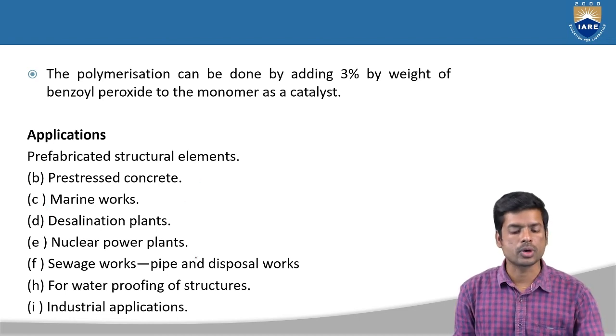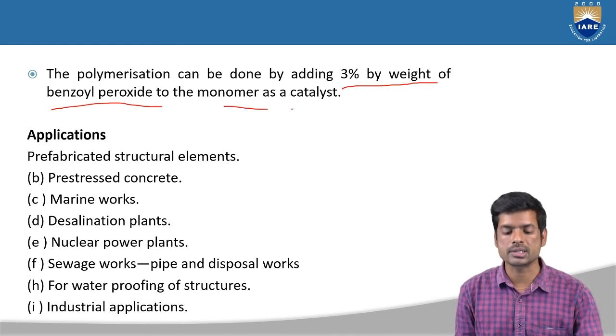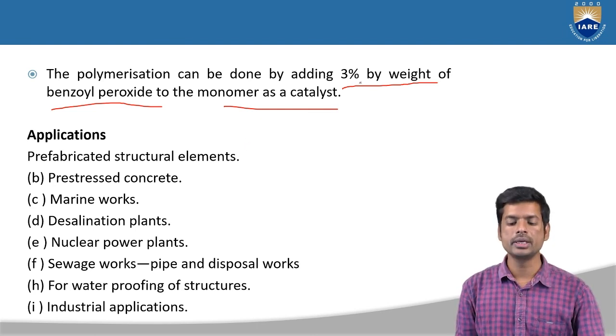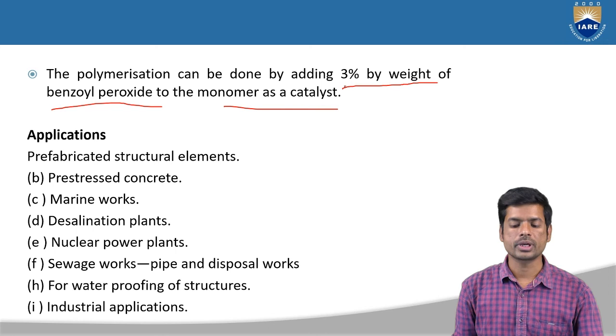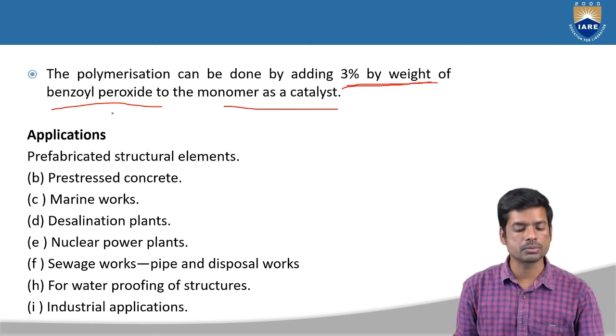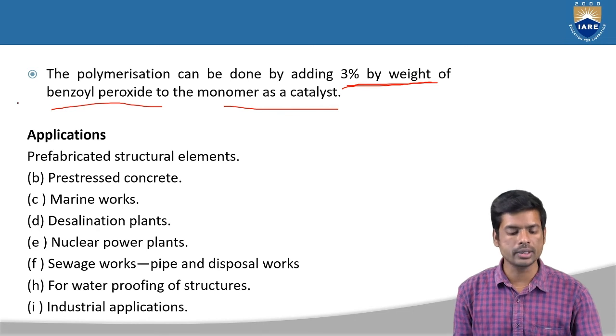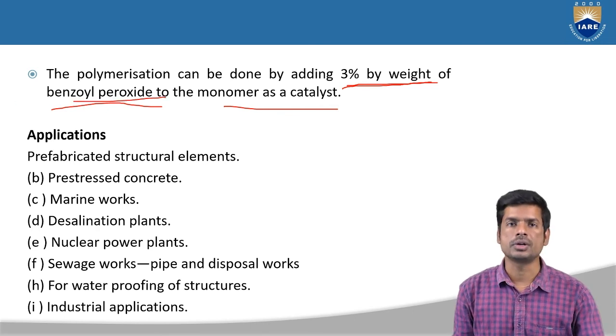This polymerization can be done by adding 3% by weight of benzyl peroxide to the monomer as a catalyst. So while doing polymerization, we add 3% by weight of benzyl peroxide to the monomer, in the monomer content used for soaking the concrete.